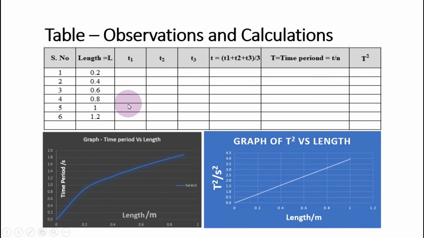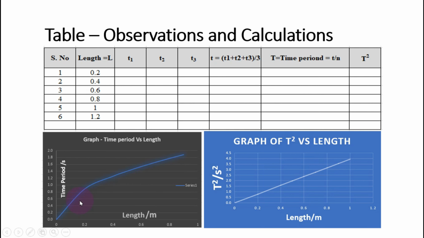Now the table will be like this, which you are going to fill. Suppose that you take 0.2 meters length, and then the first experiment gives you this time. When you repeat the experiment, this will be the time, and for the third time the time will be this. You take the average of these 3 by using this formula. You add all these 3 numbers and divide by 3, and then by using this formula you can calculate the time period, that is this time divided by 20, and then you take the square of this as well.